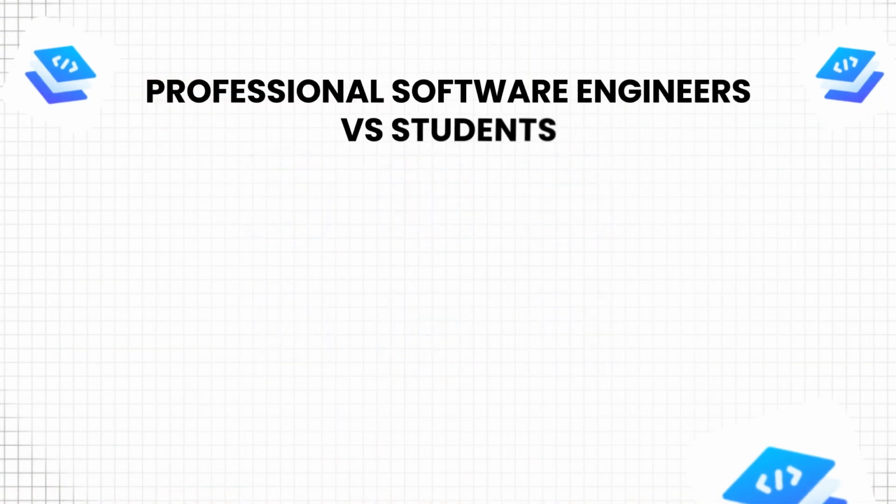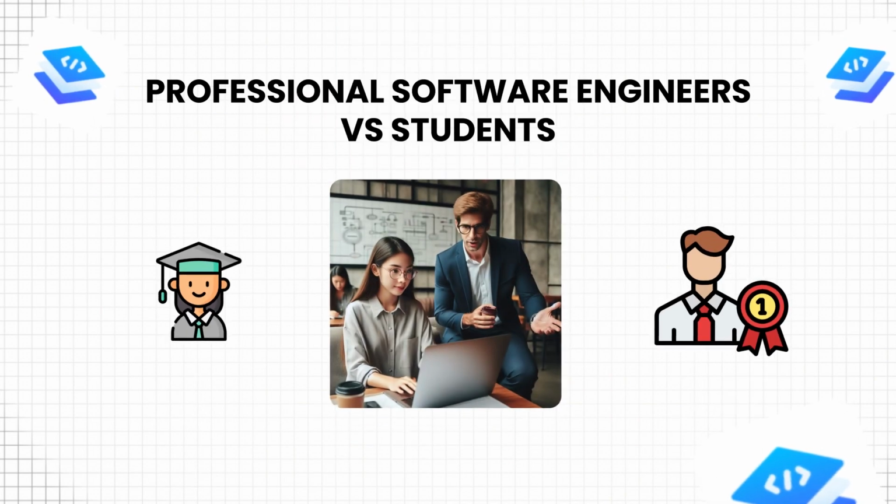Okay, so those are the 6 key differences between professional software engineers and students learning to code.